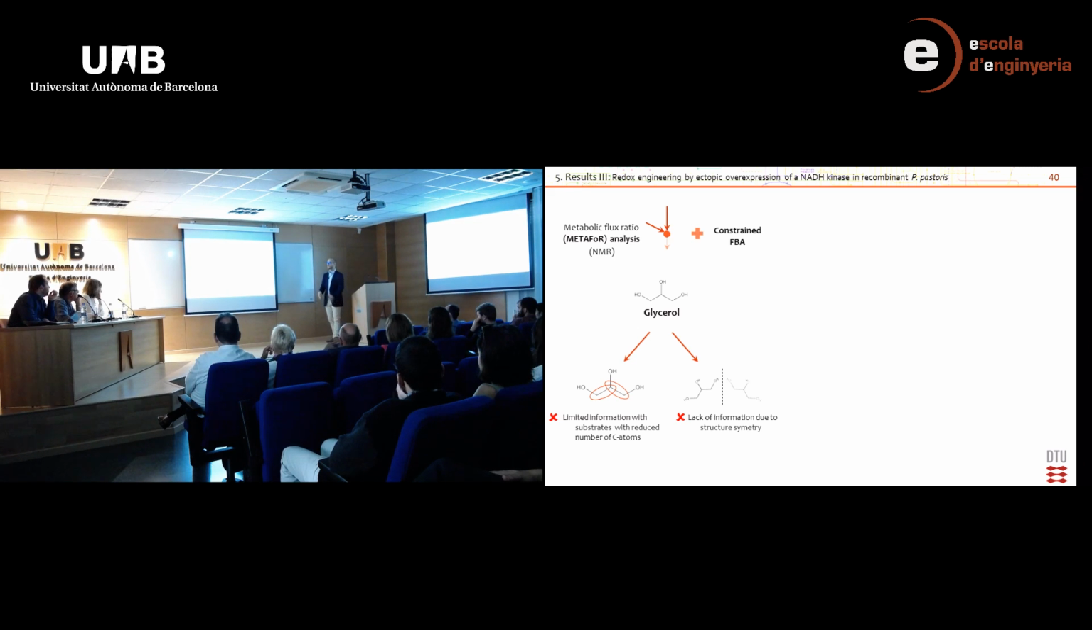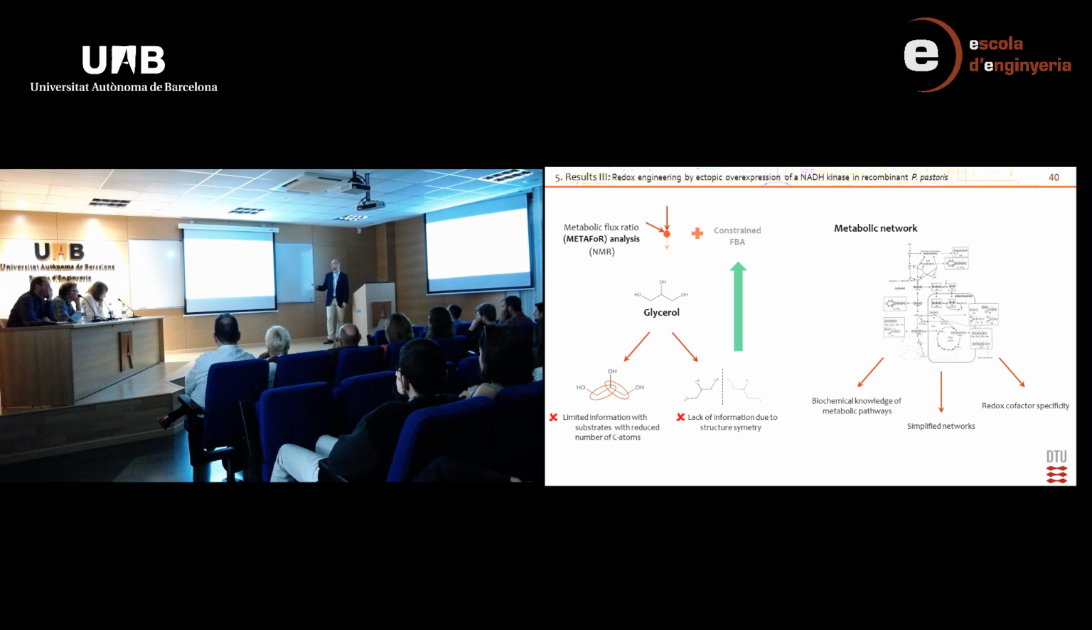Previously, in our group, we attempted to perform flux balance analysis by using the constraints from metaphor analysis using glycerol. Nevertheless, the reduced number of carbon atoms of glycerol, together with its symmetry, didn't give enough information to be able to perform the flux balance analysis. In addition, previous studies used metabolic networks that were derived from pre-existing knowledge on biochemical pathways. In addition, these pathways are simplified and they don't contain a redox cofactor balance nor specificity.